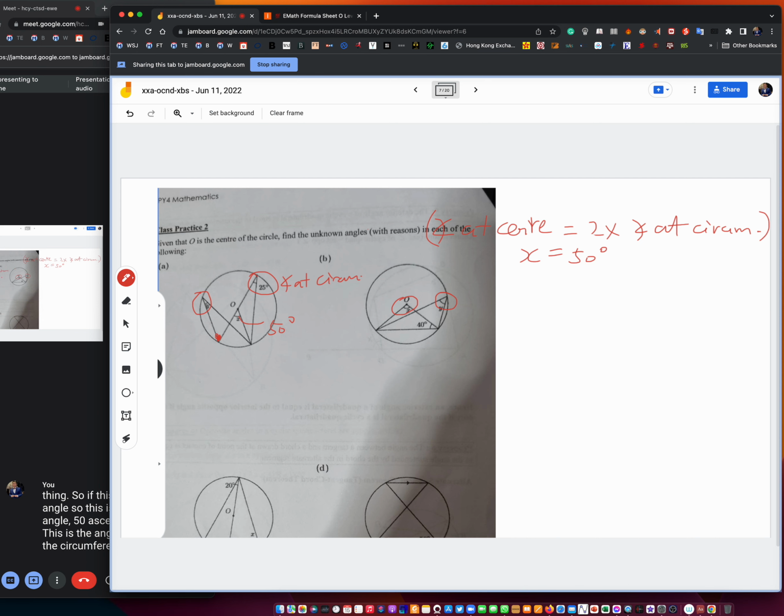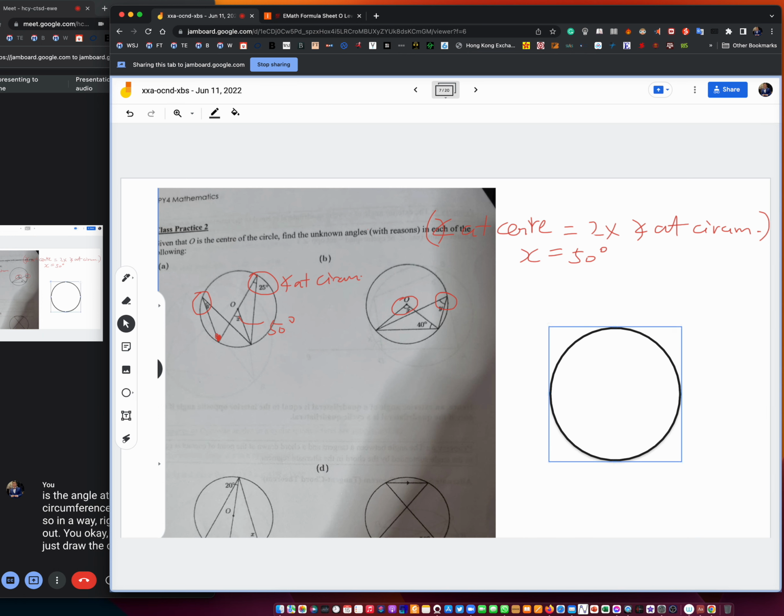Okay, so in a way, let me just draw the circle out. This is the center. So this is the angle at center. Then this is the angle at the circumference. Not this one, this one no.